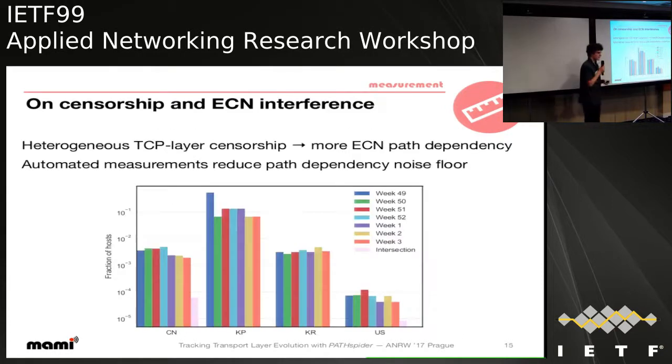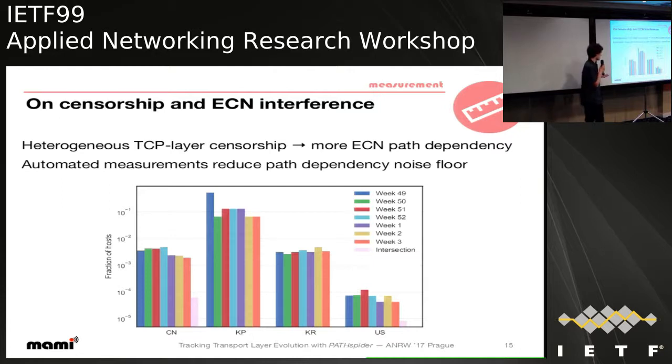And then another quite interesting thing that we did is we looked at hosts that showed ECN path dependency, and we applied geoanalysis on them via GRIP. And then what we saw was that the three countries that showed most ECN path dependency, that's China, North Korea and South Korea, basically are the three countries that apply the heaviest internet censorship, or of which we know that they apply very heavy internet censorship at the TCP level. So this comes to show that if you try to break the internet, you actually break the internet.